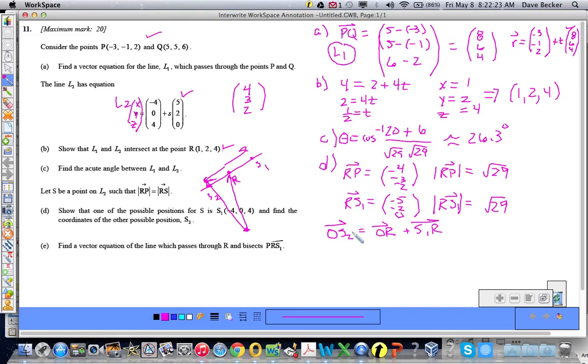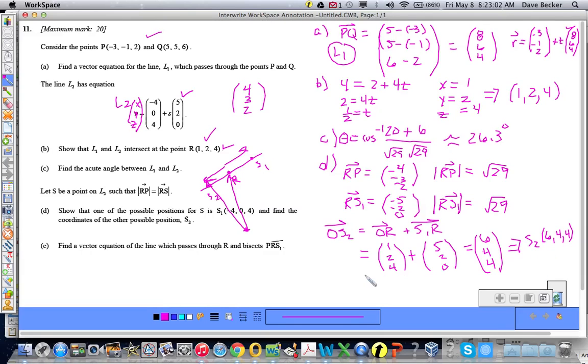Well, this is easy peasy because the vector OR is equal to (1, 2, 4). And then the vector S1R, I'll let you work that out. Or do we already have it? It's (5, 2, 0). So that is equal to (6, 4, 4), the vector (6, 4, 4). And so from the origin, I can imply that S sub 2 is (6, 4, 4). Giddy up.